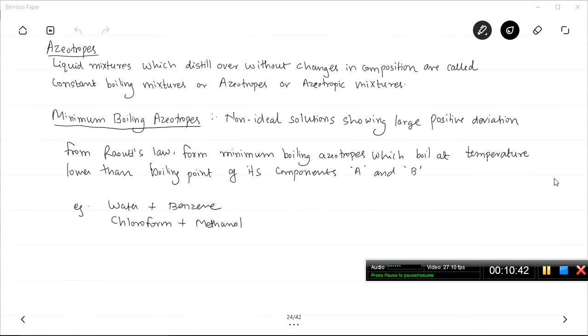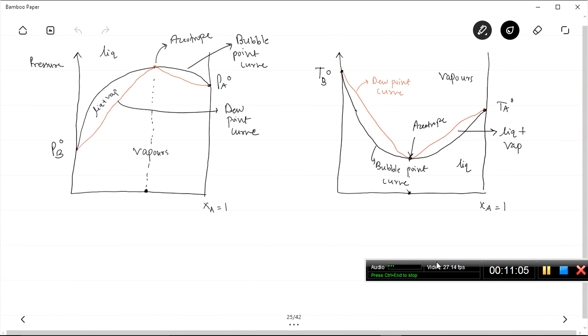Now there are two types of azeotropes. One is called minimum boiling azeotropes. When a non-ideal solution has a positive deviation, it forms a minimum boiling azeotrope, and they boil at a temperature lower than the components A and B. Let me explain through the graph or diagram.